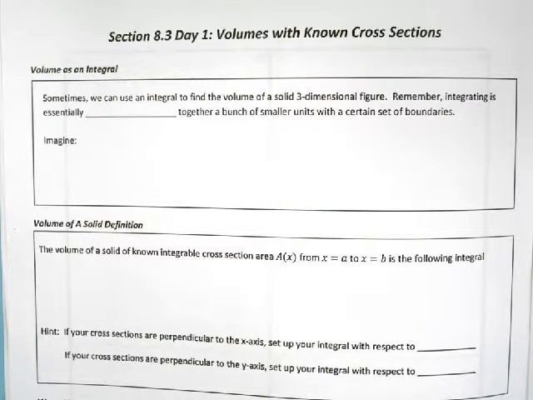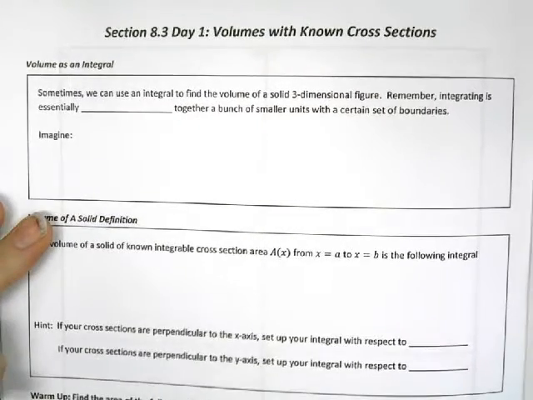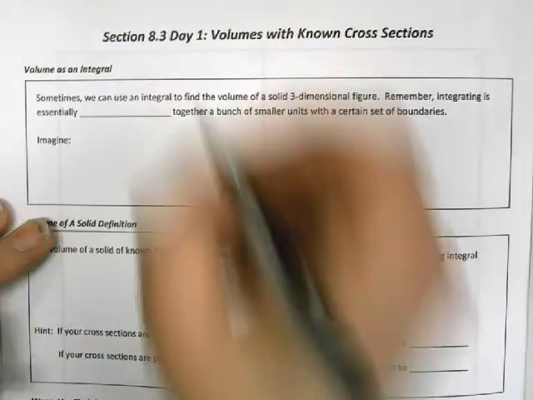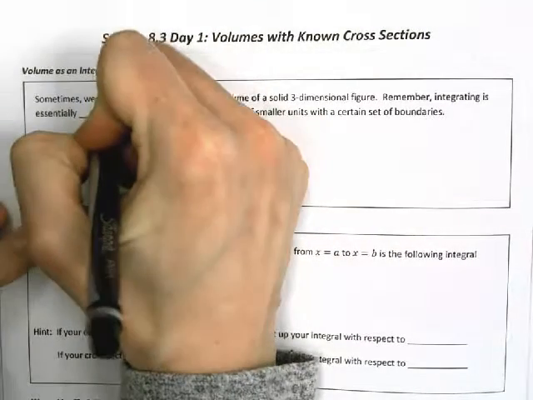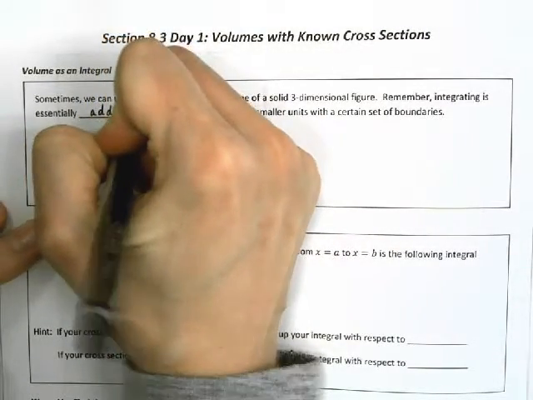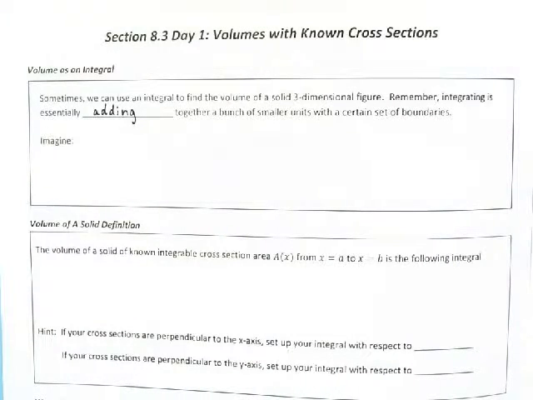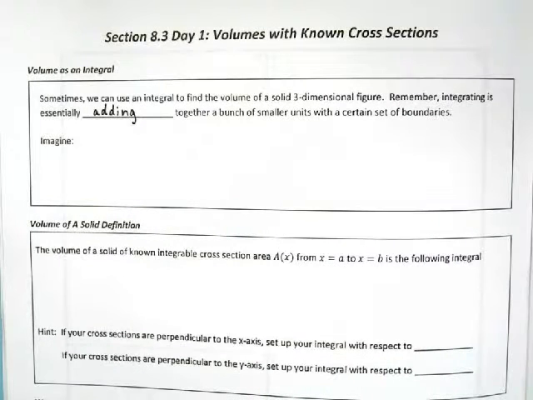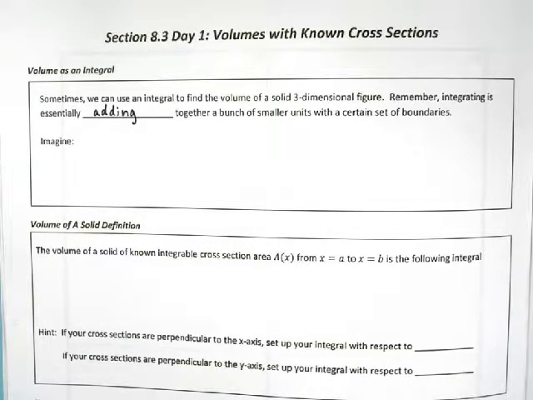So sometimes we can use an integral to find the volume of a solid three-dimensional figure. Remember, integrating is essentially adding together a bunch of smaller units within a certain set of boundaries. When we've been doing areas, we know we're essentially adding together a bunch of rectangles. We're going to use that same idea now when we're talking about volume. So what I want you to think about is a loaf of bread.